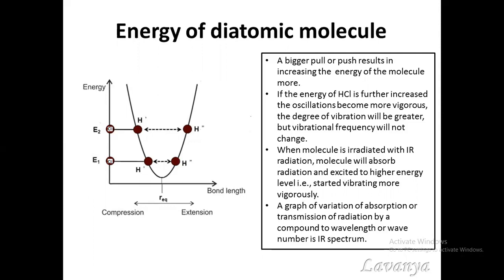And that bond length here is represented as Req. If the hydrogen is in this position and the chlorine is here, that is the minimum or equilibrium distance where the repulsion between the two atoms and the attraction between the two atoms are equal, and then the molecule is stabilized. That is represented as Req, the equilibrium bond distance or bond length.